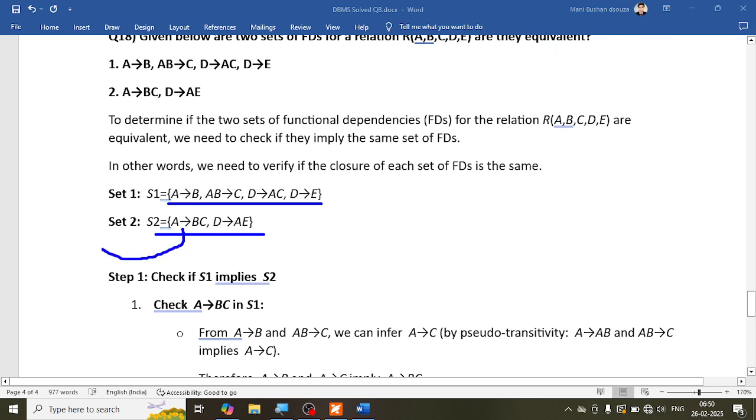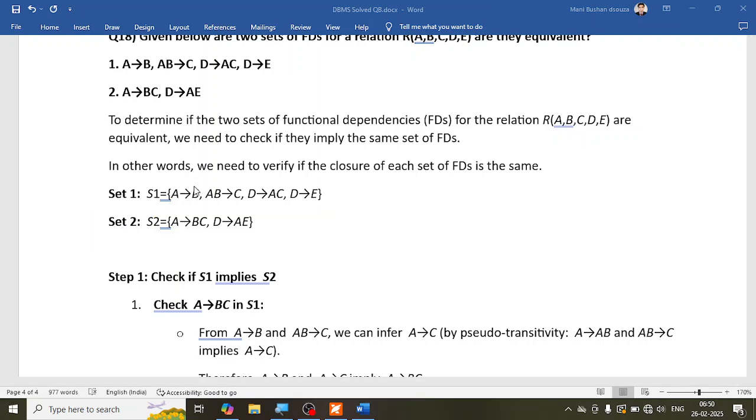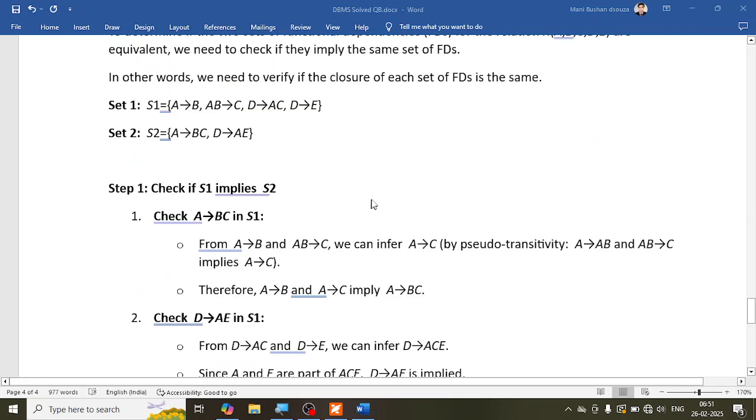We will try to derive the second set using the first set. In other words, we would like to find whether A derives BC can be derived using these dependencies. Remember, A derives BC is in the second set. So we try to prove whether this functional dependency can be derived using the functional dependencies given in the first set. So let's start with the first one.